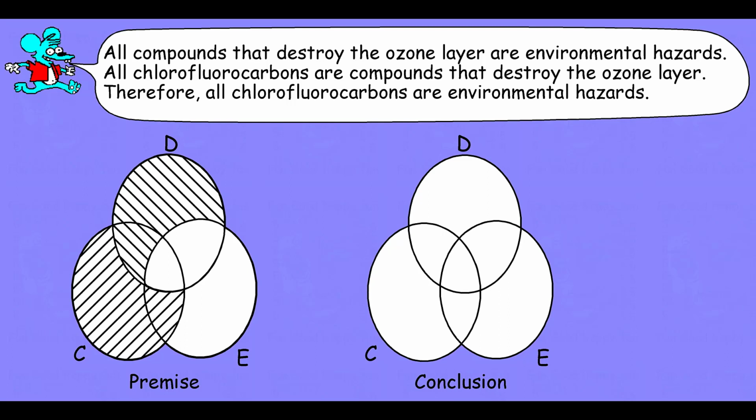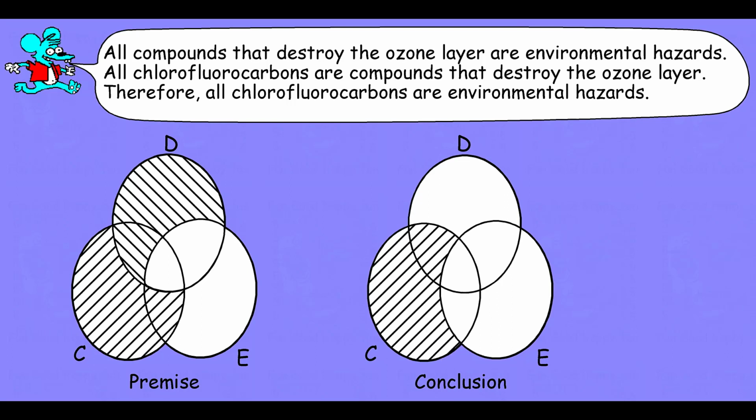Time to go over to my conclusion diagram. My conclusion says all chlorofluorocarbons are environmental hazards. Again, I'm being a good Boolean, so I say, look, I don't know if there are any C's, and I don't know if there are any E's. But what I do know is, if that conclusion is true, then at minimum, everything that is in C has to be in E, if there is anything. And so, all the areas of C outside of E would have to be empty. So I'll shade those areas.